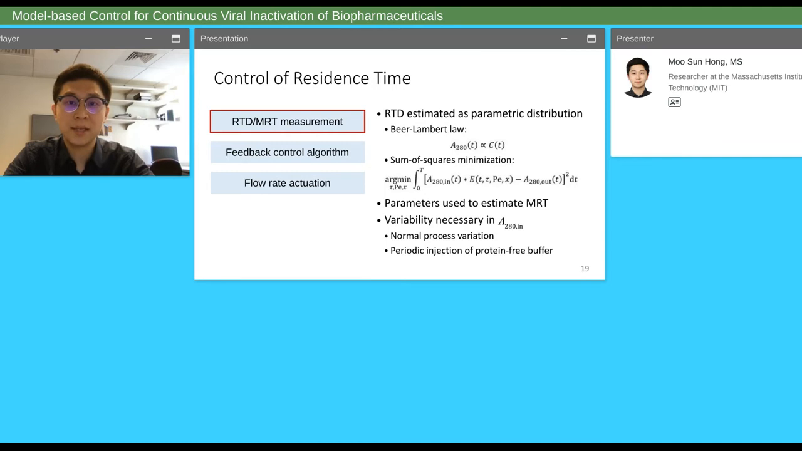Sufficient variability is necessary in the inlet absorbance for accurate parameter estimation. This can be achieved through the normal process variation in the system, but also safely through the periodic injection of protein-free buffer, which has negligible UV absorbance.